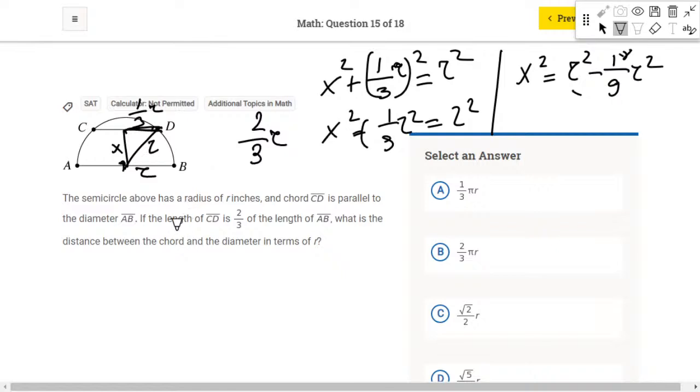Wait a minute. The length of CD is 2/3 of AB. I found what I did wrong. AB is not r, but it's 2r. So here it's 2/3 of 2r, and it makes 4 divided by 3, right?